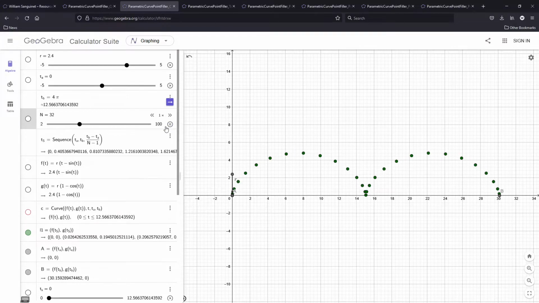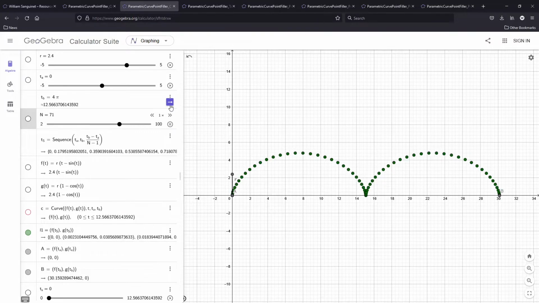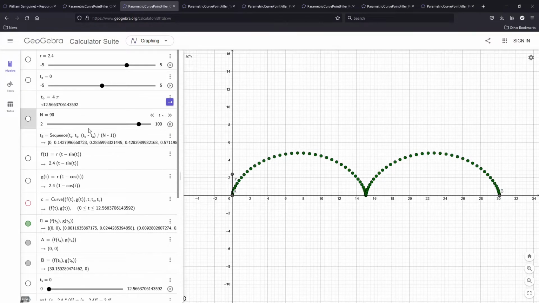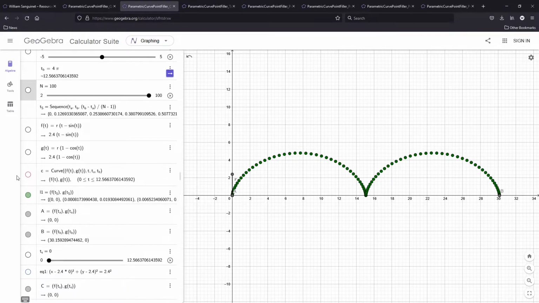And just like before, if I increase to 100, we can see a very nice picture of what this curve is looking like. And sure enough, if we plot the continuous parametric curve and remove these points, this is exactly what a cycloid looks like.